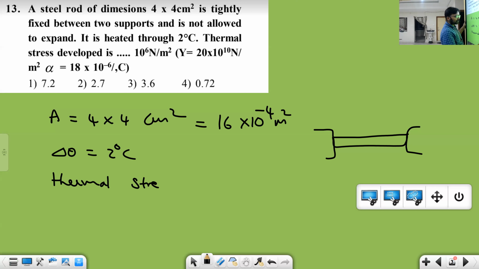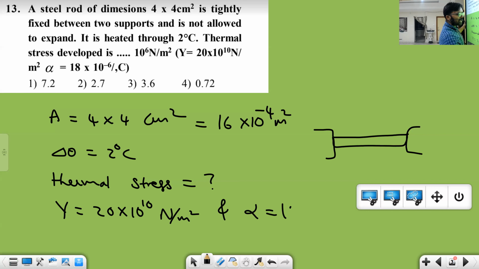Thermal stress. They mentioned the value of Y as 20 into 10 power 10 Newton per meter square. Y means Young's modulus. And the alpha value they provided is 18 into 10 power minus 6 per degree centigrade. So this is the information they provided: alpha value, Y value, and delta theta. They're asking for thermal stress.